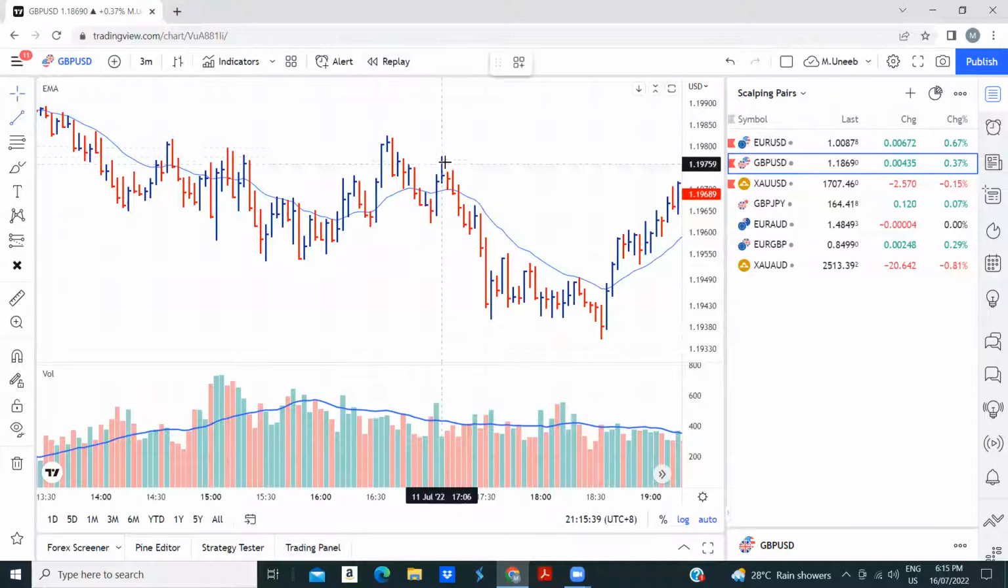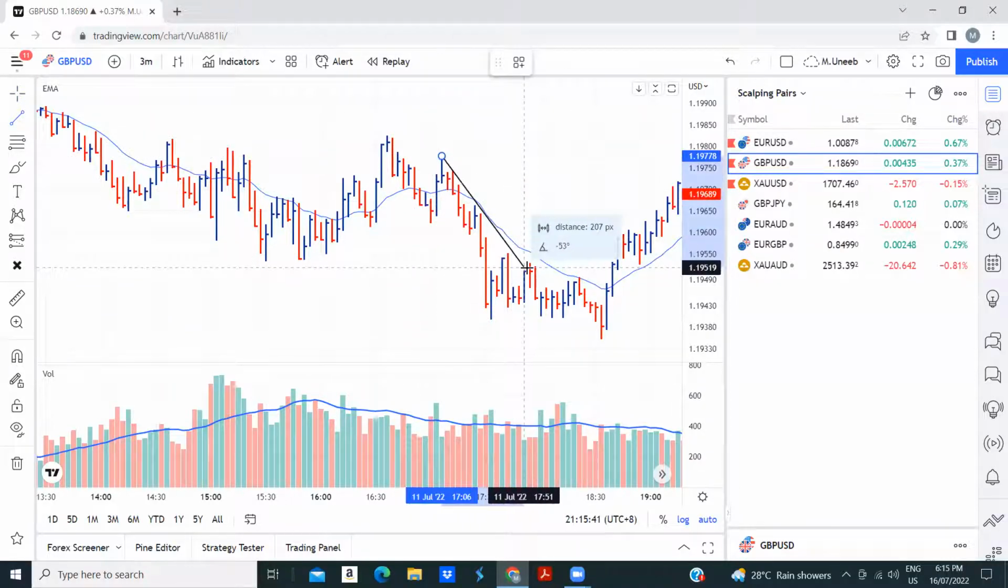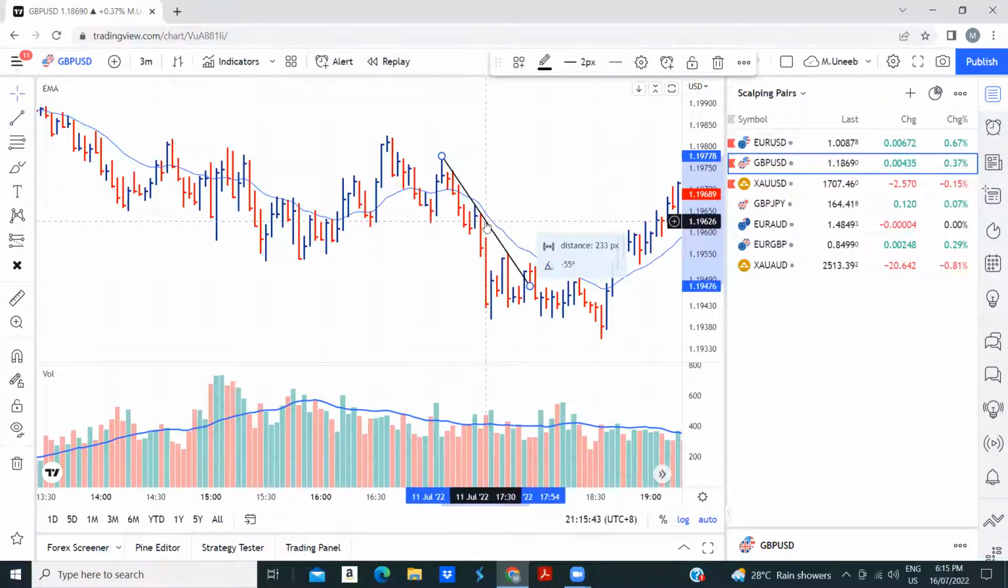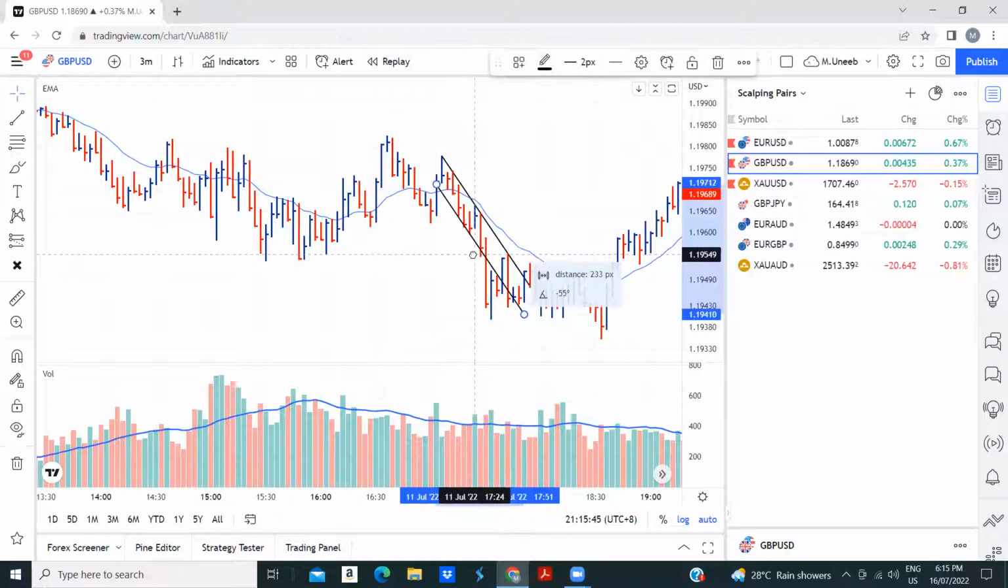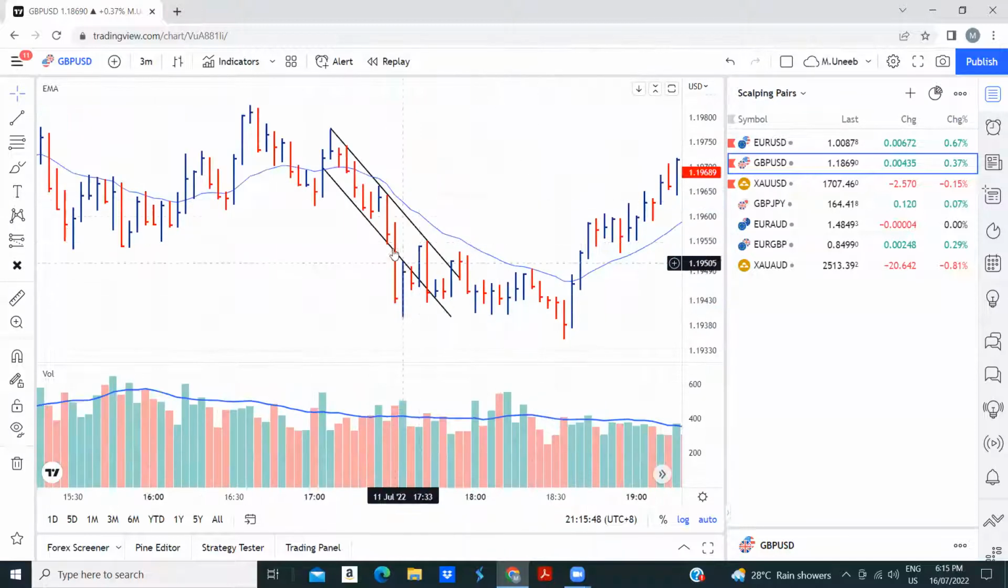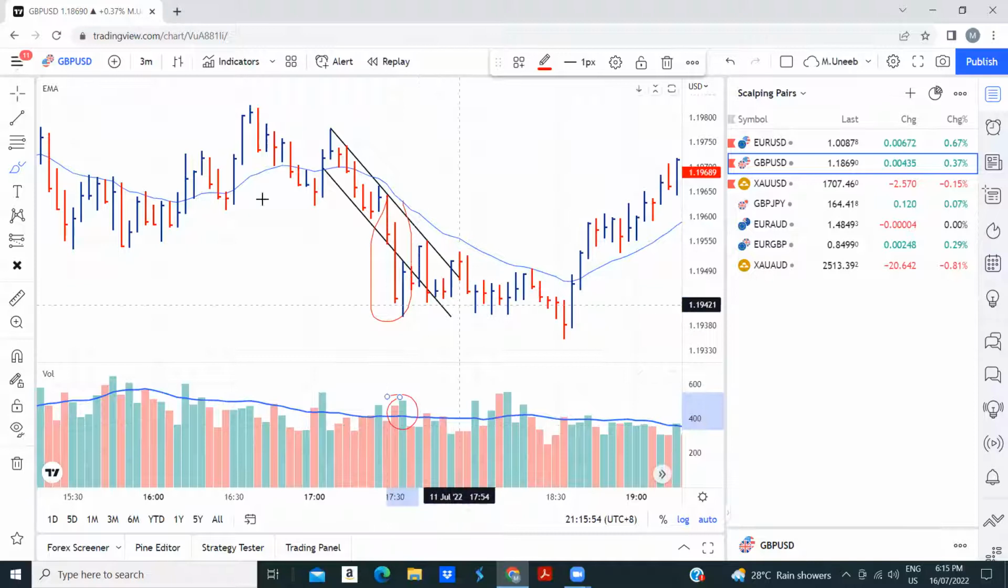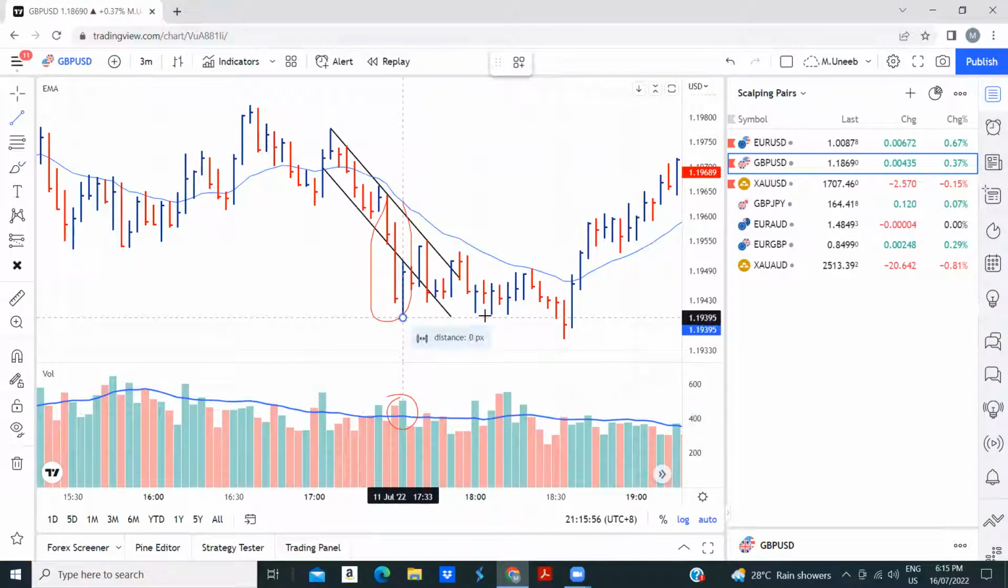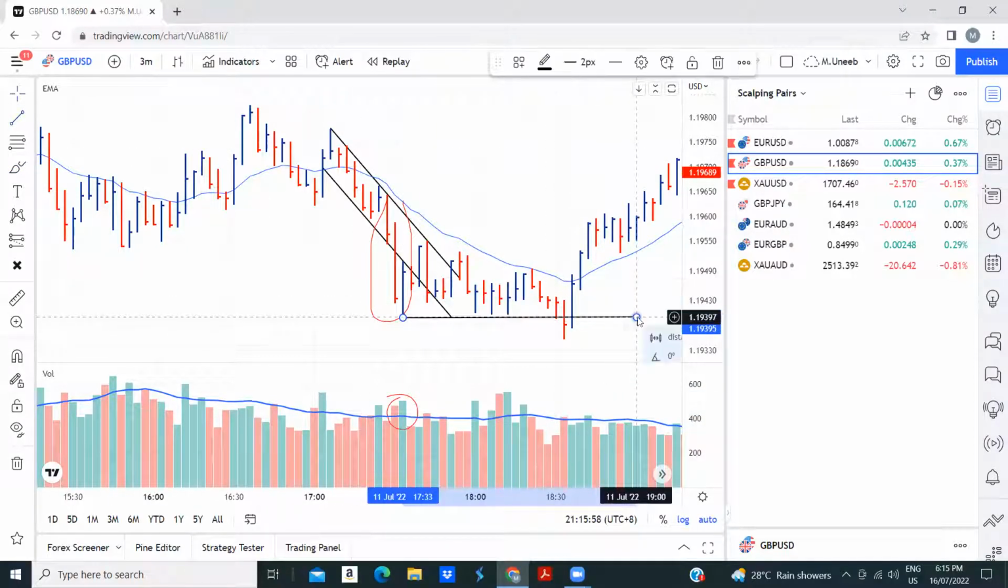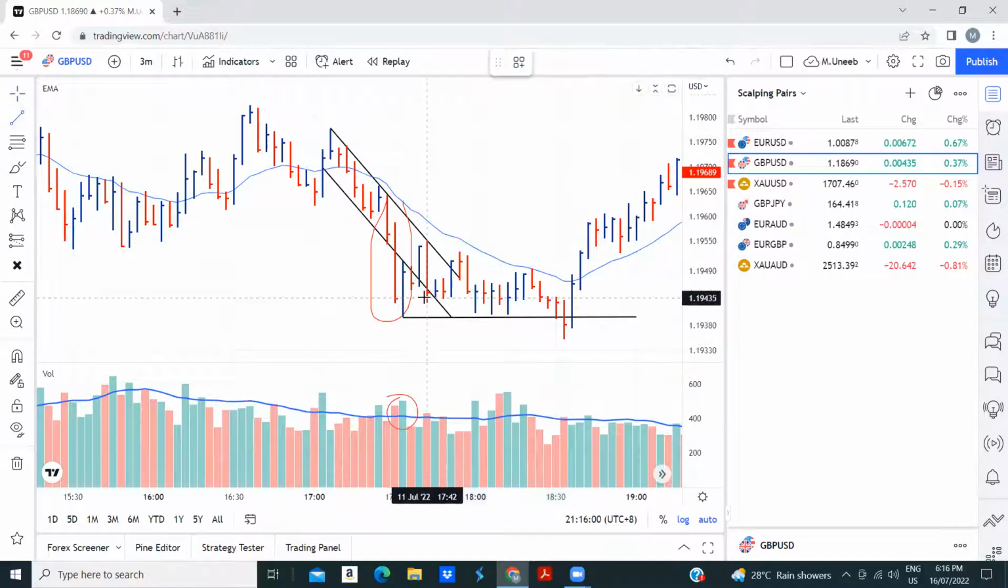What do we see here? The price makes first high this one, second high this one. And then we can draw the structure like this. You can see a very huge acceleration to the downside, and an increase in volume, right? The price came back. And now the price makes a first higher low here.